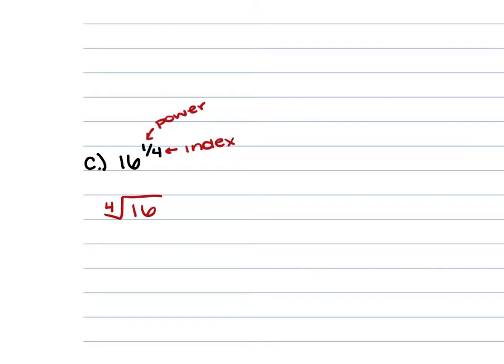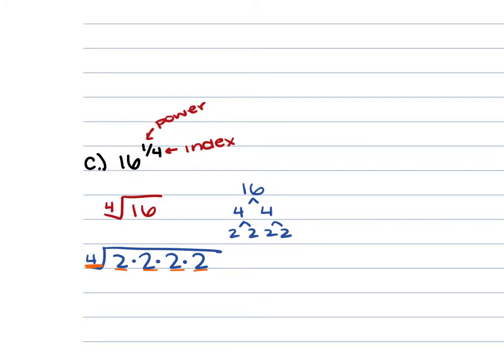I take the prime factorization of that 16. I have 4 times 4. The 4 is 2 times 2. So this is the same thing as the 4th root of 2 times 2 times 2 times 2. I'm looking for 4 of the same number. I have 1, 2, 3, 4 2's, so I can eliminate the radical, group the 2's up, pull 1 out to represent all 4 of those 2's, and that is my solution.